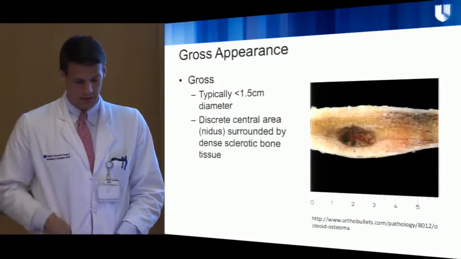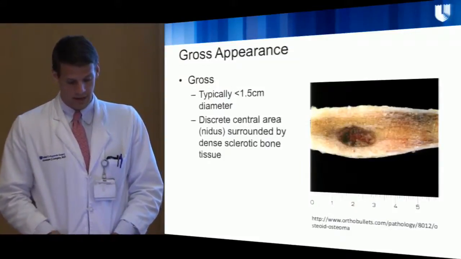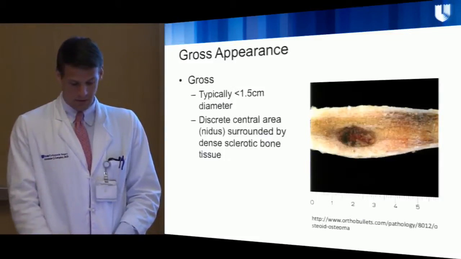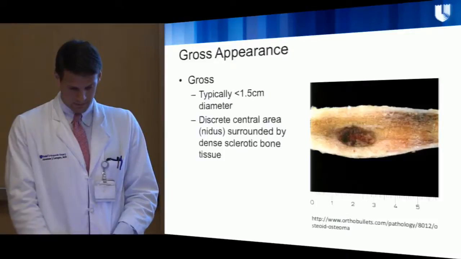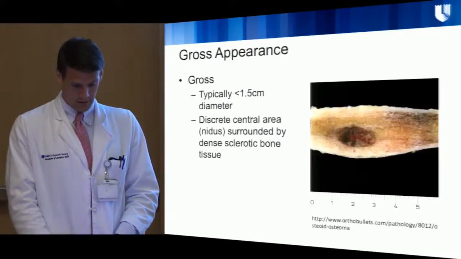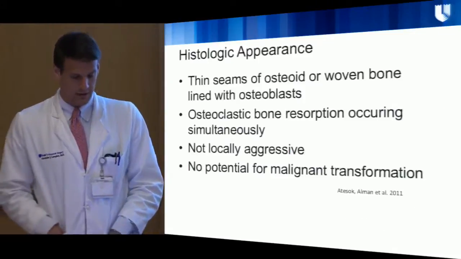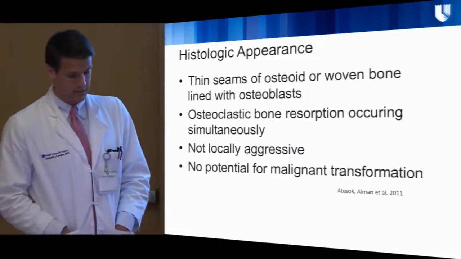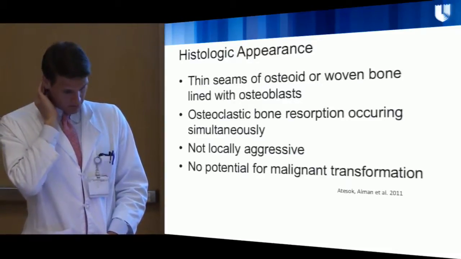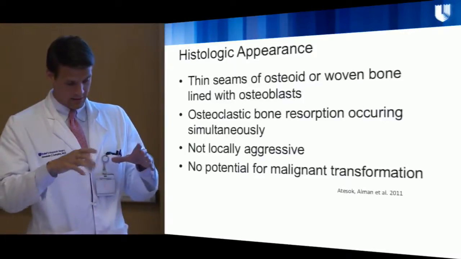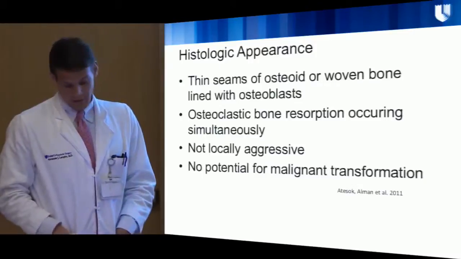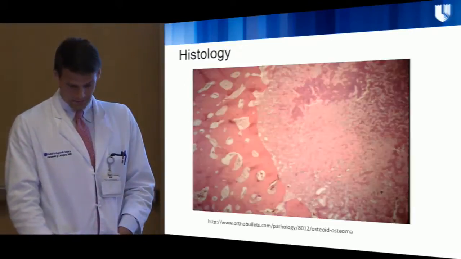On gross appearance, it's typically less than 1.5 centimeters. It has a discrete central area called the nidus, surrounded by dense sclerotic bone tissue. Histologically, it has thin seams of osteoid or woven bone lined with osteoblasts. Osteoclastic bone resorption occurs simultaneously and causes a clear space around the nidus. It's not locally aggressive and thought to have no potential for malignant transformation.